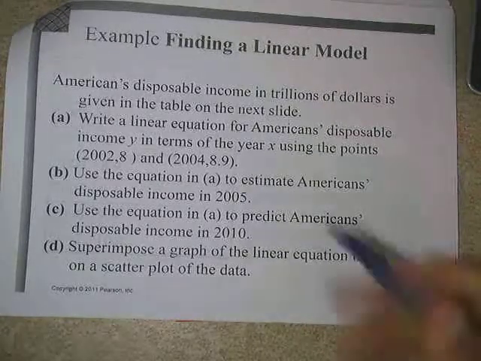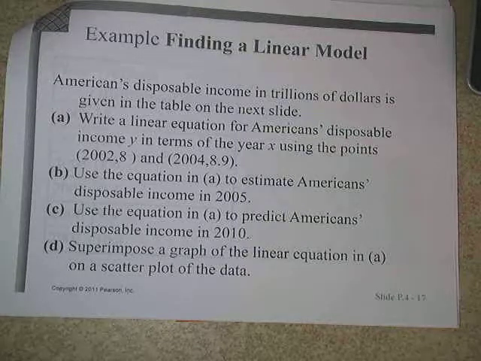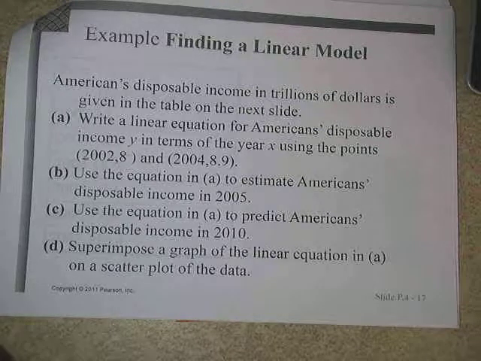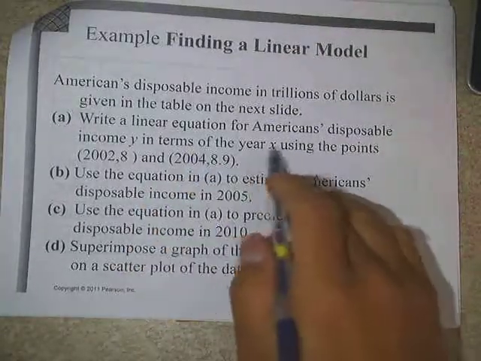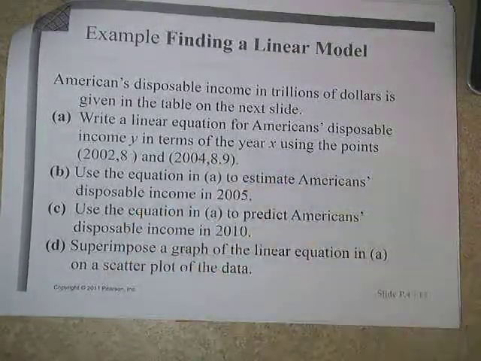But bottom line is, in this particular case, it says America's disposable income in trillions of dollars is given in the table. On the next slide, we'll look at that in a minute. And it says write a linear equation for Americans' disposable income, y in terms of years x, using these 2 points.